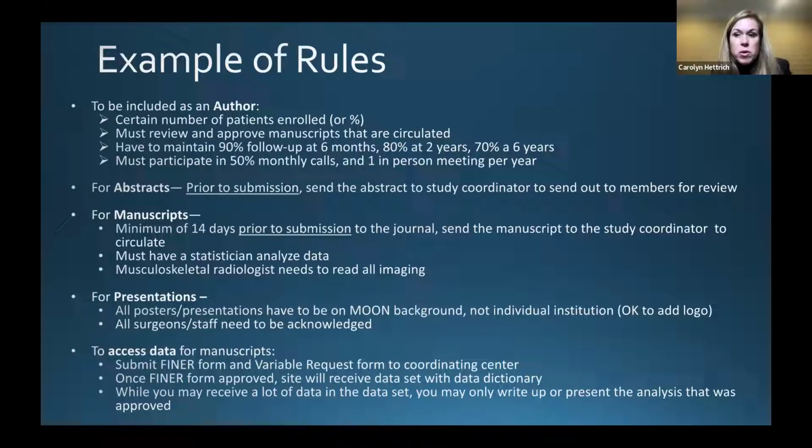For presentations, we require that it's on a Moon background and not the individual institution, and that all surgeons and staff need to be acknowledged. In the past, unfortunately, that hasn't been done, and it leads to some feelings getting hurt because people really do see this as a group effort. And again, we have rules for accessing data, submitting FINER forms and variable request forms, and then what you can do with that data.